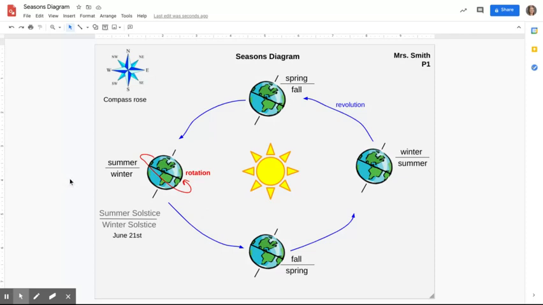So if we have our summer solstice in the summer in the northern hemisphere, it means we are going to have our winter solstice during our winter time. So we're going to label this one as well.